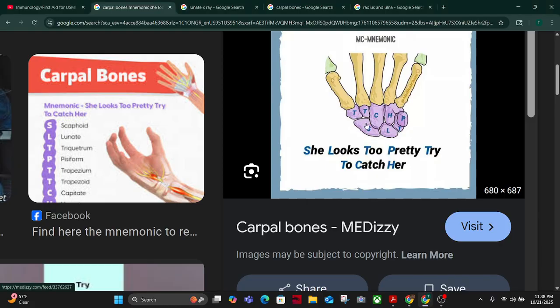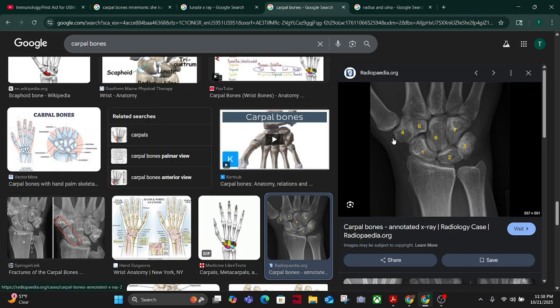There's a big fat bone over here. This bone is the scaphoid. Okay. So she looks too pretty. Try to catch her. So here, same thing. This big fat bone is the scaphoid. She looks too pretty. Try to catch her.